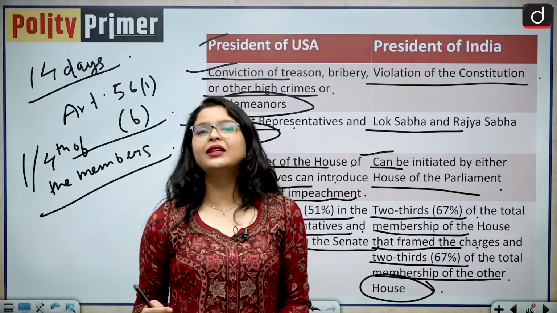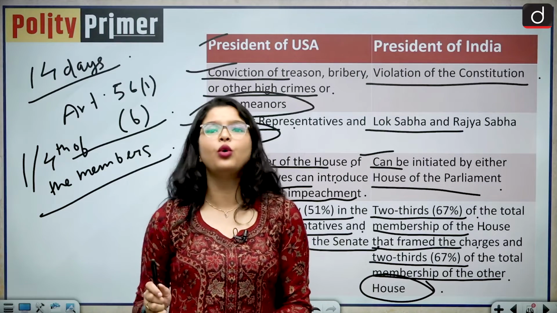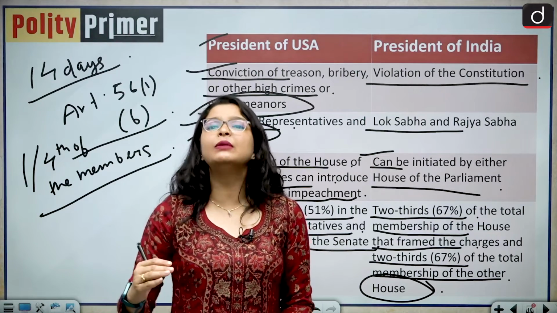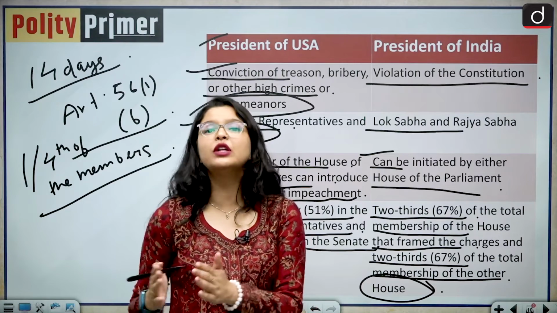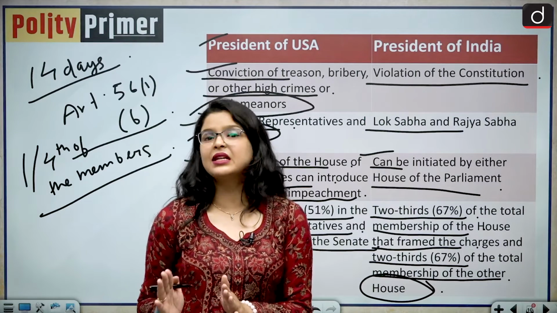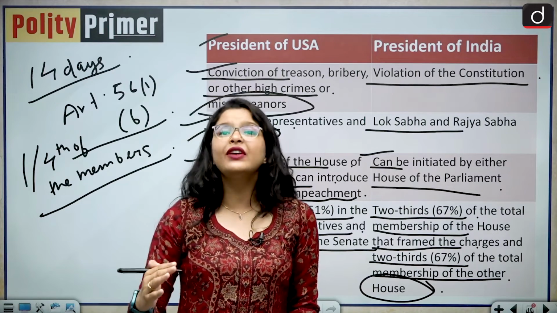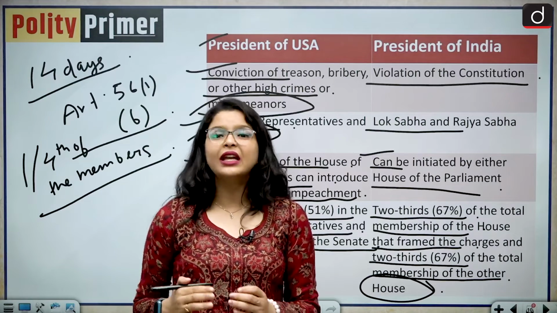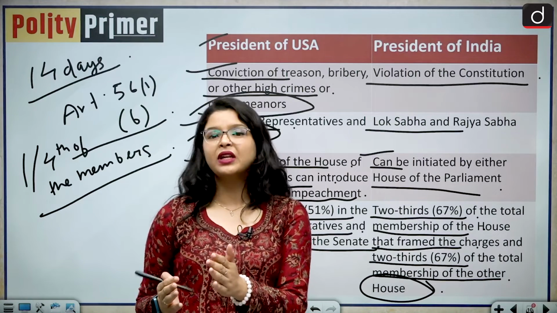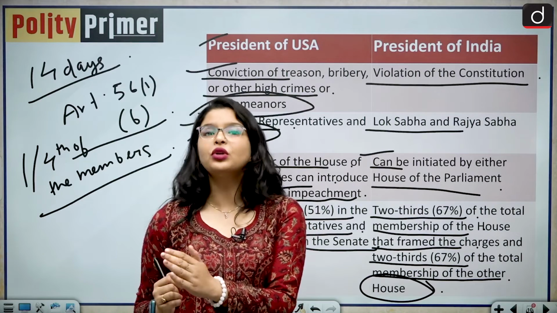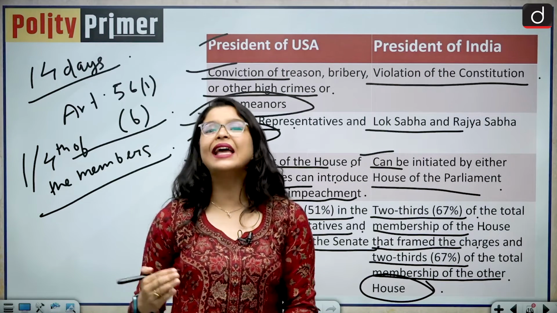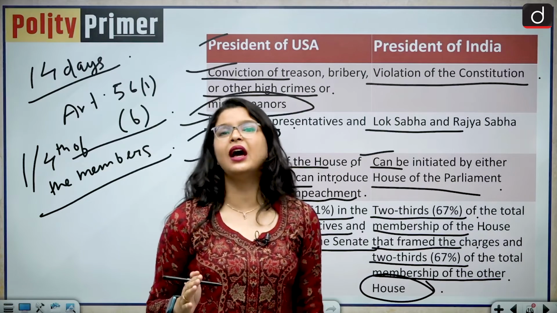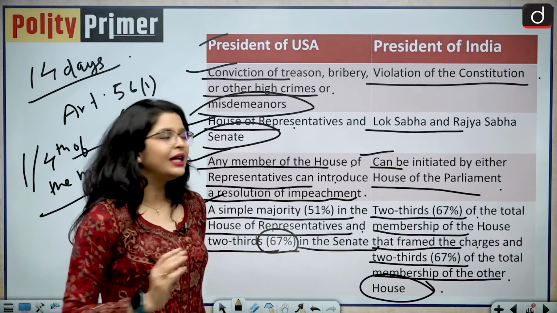We often say that the CJI is impeached. No, the Indian Constitution only talks about impeachment of the president, not impeachment of judges. This is a very common misconception. Judges are always removed from their post, not impeached. So whenever you study that the CJI has been impeached, don't consider it as correct. The CJI is removed. Only impeachment of the president is mentioned in our Indian Constitution.